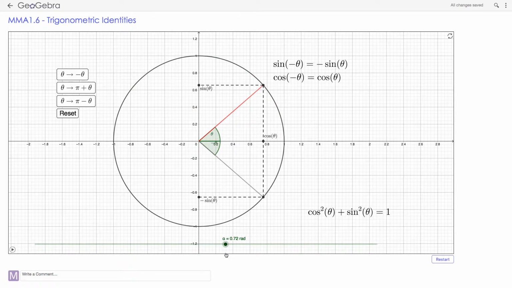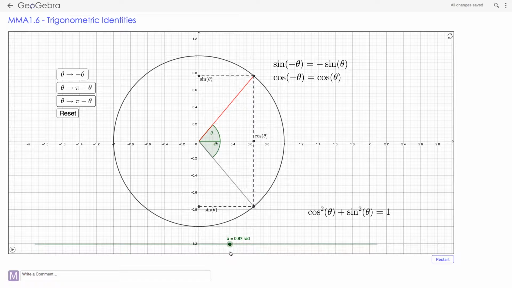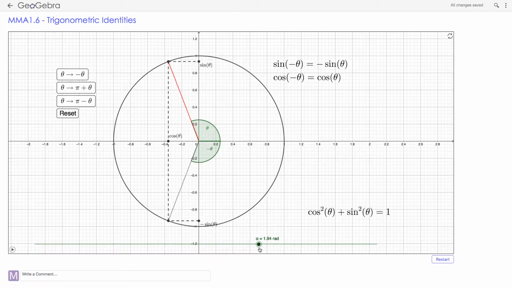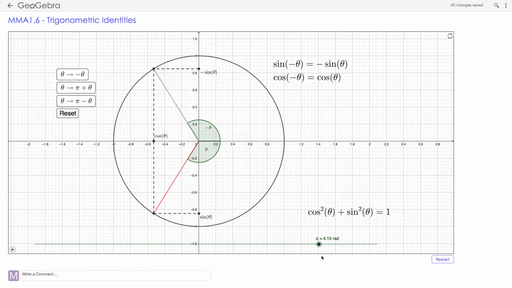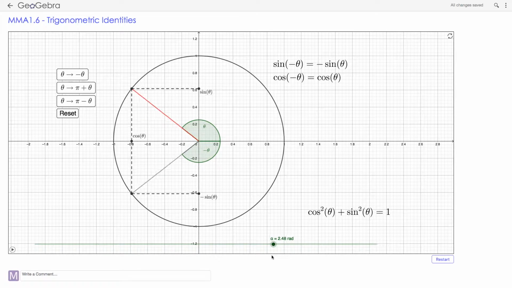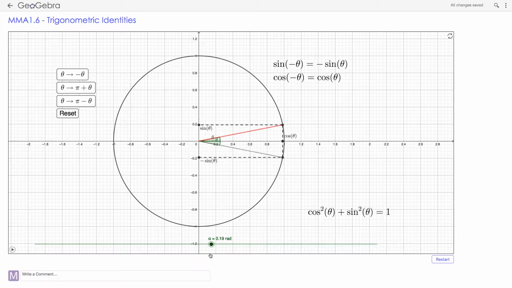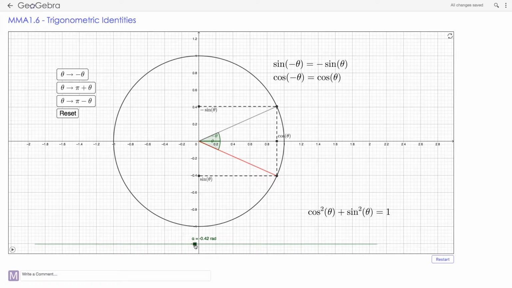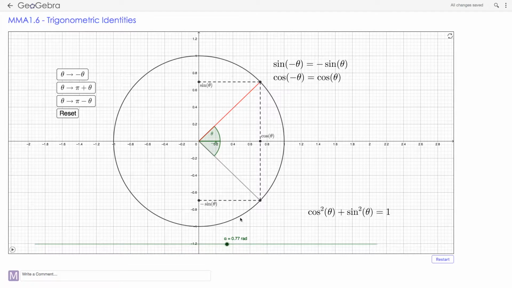So how is this symmetry encoded into the functions? Well, note that if you replace theta by minus theta, you get the same x-coordinate, right? It doesn't matter whether you're up here or down here for the x-coordinate. It's always the same. So a negative angle and a positive angle with the same size have the same cosine value.